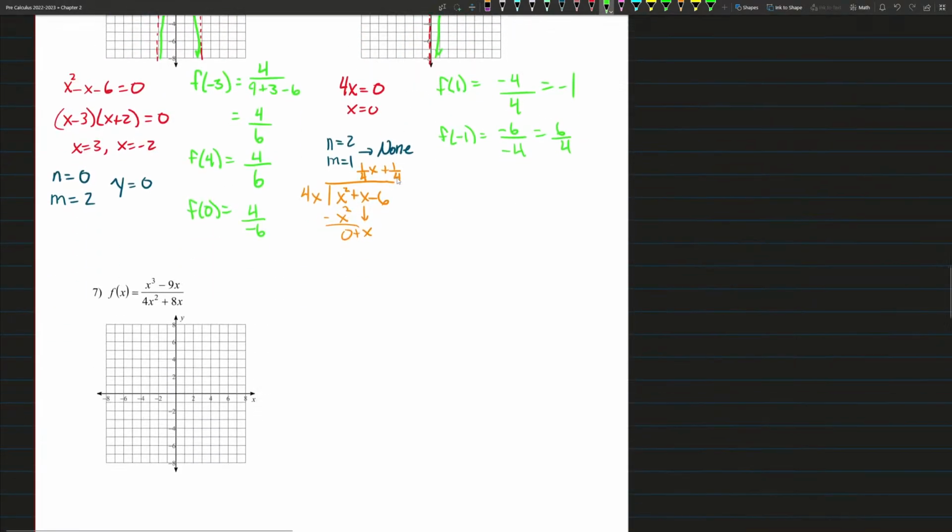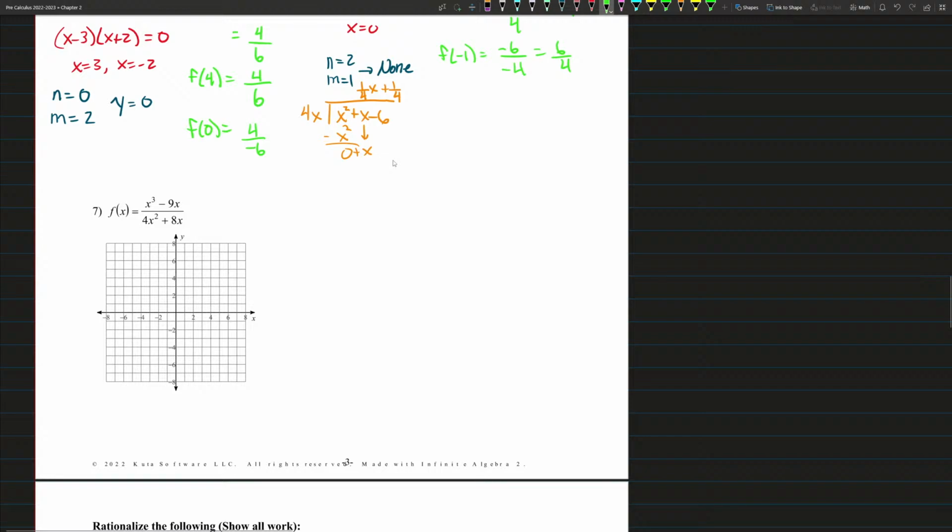Okay. Number 7. Oh, there's another slant. No, there's going to be a hole. Okay. So number 7. I'm going to do what you really should be doing, which is factoring all this stuff first.